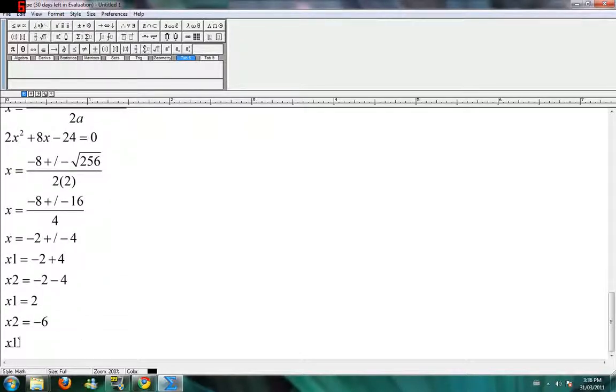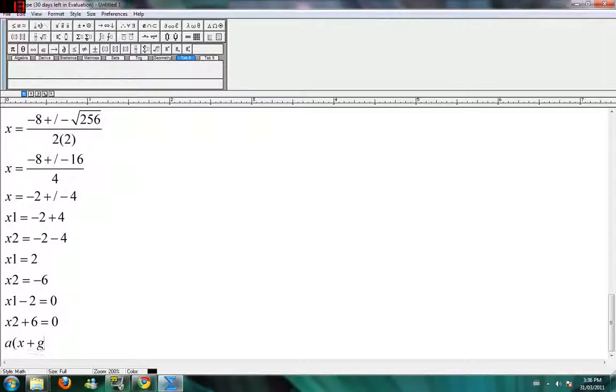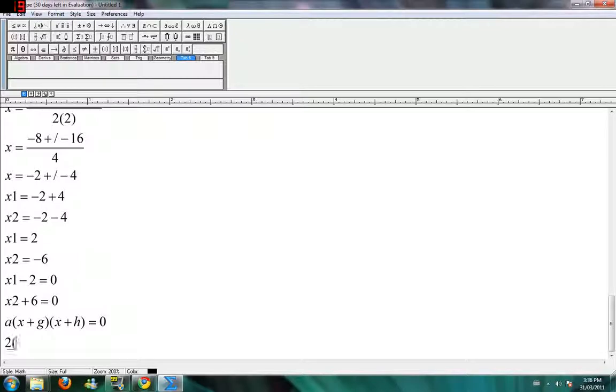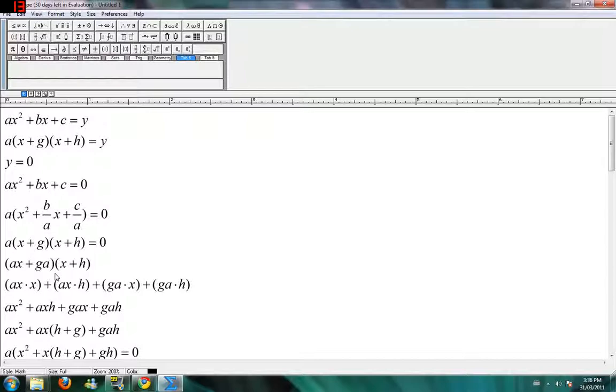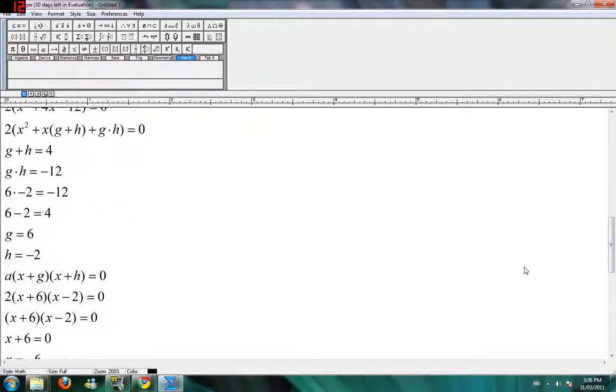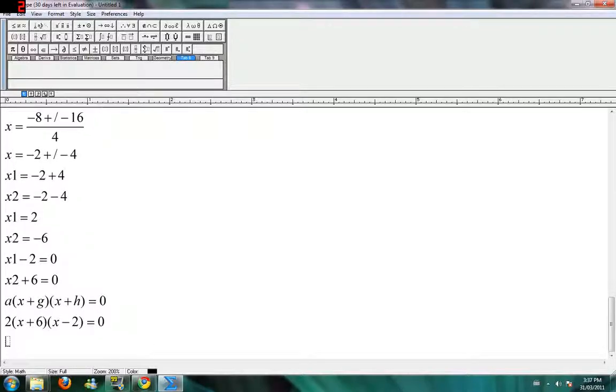So you can say that x1 minus 2 is equal to 0, and x2 plus 6 is equal to 0, and this will be your g, and this will be your h. So you go back to your form, a times (x plus g) times (x plus h) is equal to 0, and then you plug in the numbers. A, which is our 2, times (x plus 6) times (x minus 2). And there again, you have the same equation. And you can expand it to check if you're correct, as we did earlier when using the simple example. Or you can just leave it be, but I suggest you always check your answer.